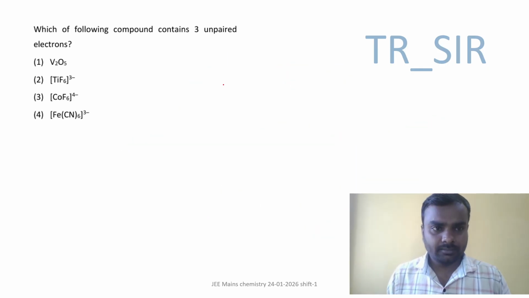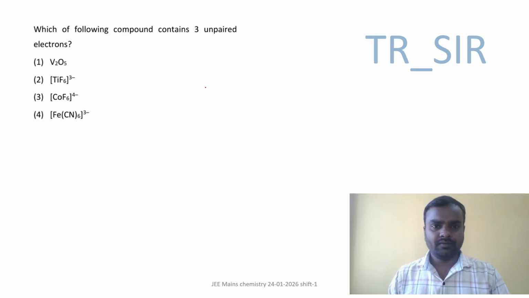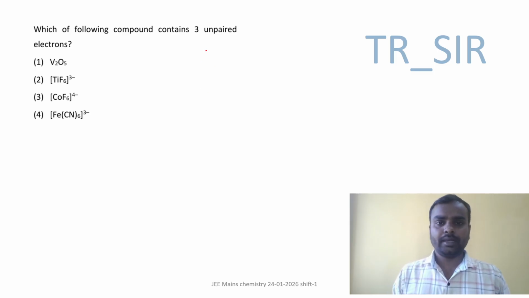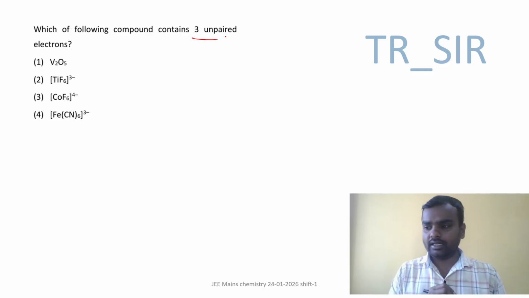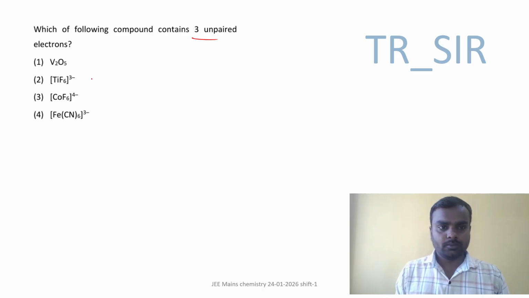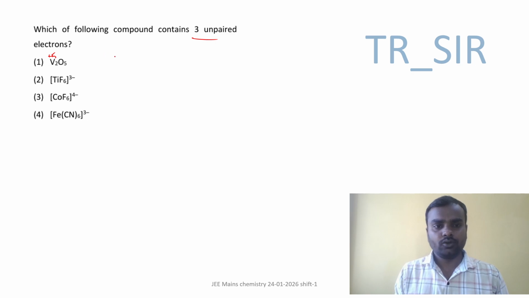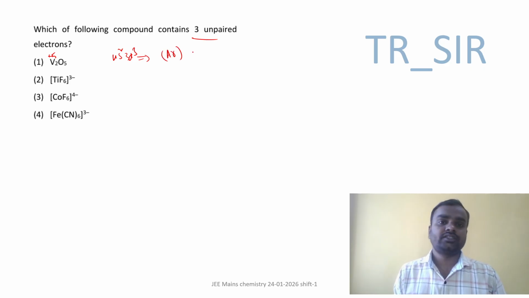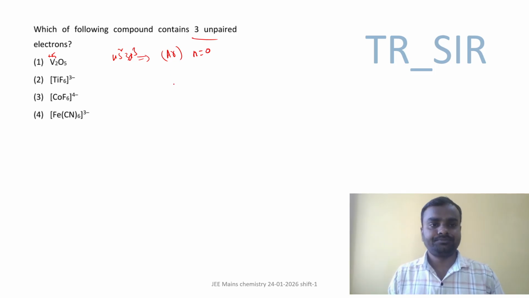Now, the next question: which of the following compounds contains three unpaired electrons? Suppose, let us see vanadium. Vanadium here is in the plus 5 state, right? The atomic number of vanadium is 23, which means 4s2, 3d3. Plus 5 means all electrons are removed. That means it gets the argon configuration, n is equal to 0.